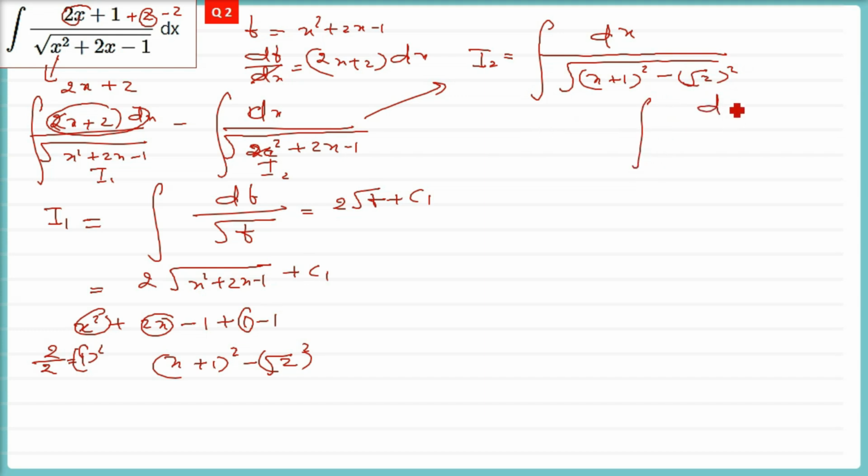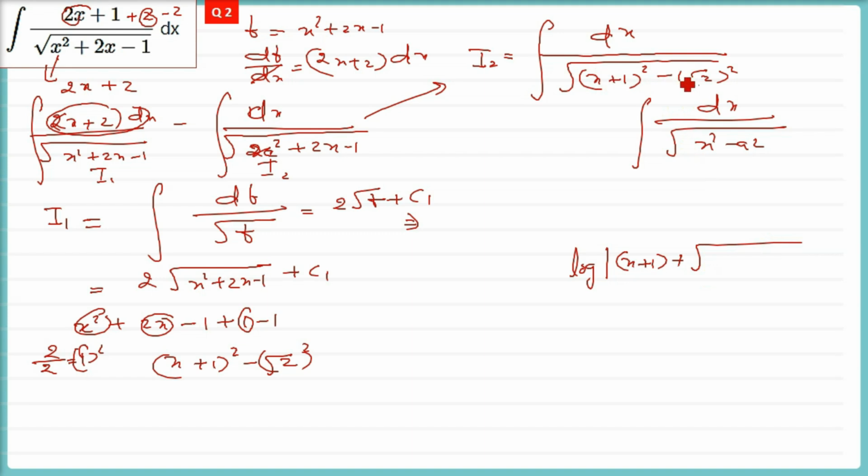Integration of dx by under root x square minus a square. This is the result which we have to use. We already know the result of the integration of dx by under root x square minus a square. So I am writing the direct result: log modulus of x plus 1, which is x in the formula, and x plus 1 in our question, plus under root.